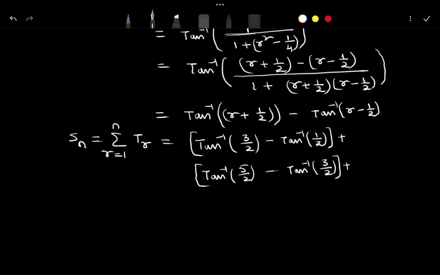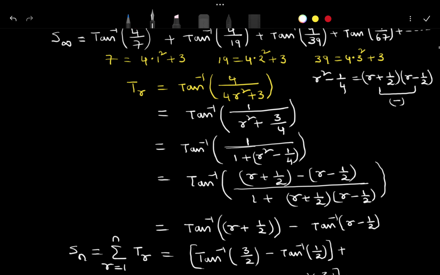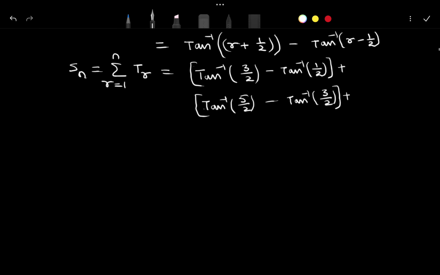Okay, plus next, tan inverse, r equals 3, you substitute. If you write r equals 3 in this value, tan inverse of (3 plus 1)/2, that will be 7/2, minus tan inverse of (3 minus 1)/2, that value will be 5/2. Plus, and so on and so on.